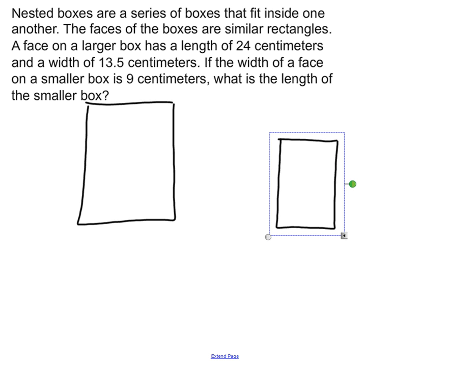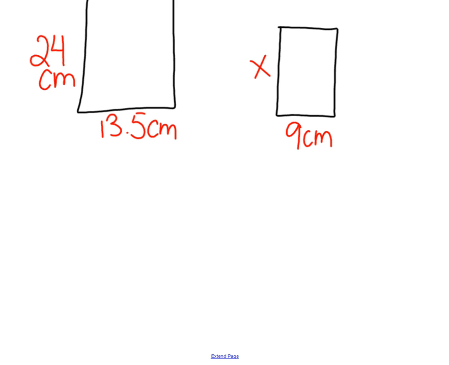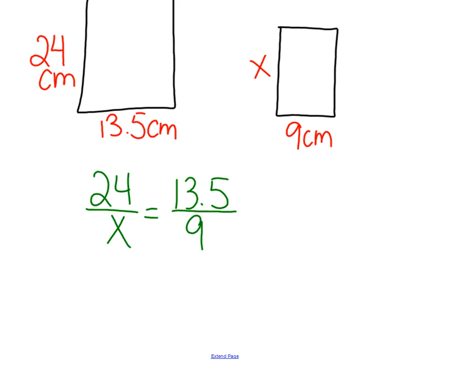Okay, so they're saying that the length is 24 centimeters and then the width is 13.5 centimeters. Okay, that's in the big guy. And then the little guy, the width is 9 centimeters. And then this one we're not really sure of. So here you can just make a diagram yourself and then you can set up your ratios as you see fit. So we know that the 24 is going to correspond to the X. And then the 13.5 in the bigger one is going to correspond to the 9 in the smaller one.